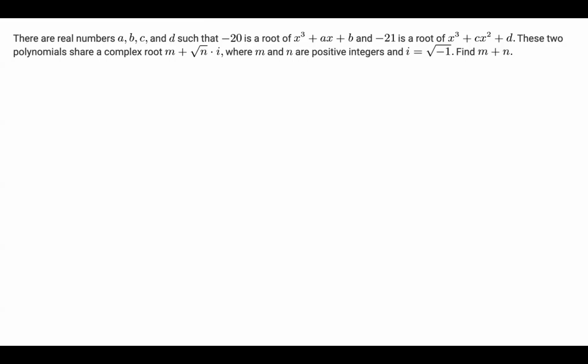The problem reads: there are real numbers a, b, c, and d such that -20 is a root of x cubed plus ax plus b, and -21 is a root of x cubed plus cx squared plus d. The two polynomials share a complex root m plus square root of n i, where m and n are positive integers, and i is square root of -1. Find m plus n.